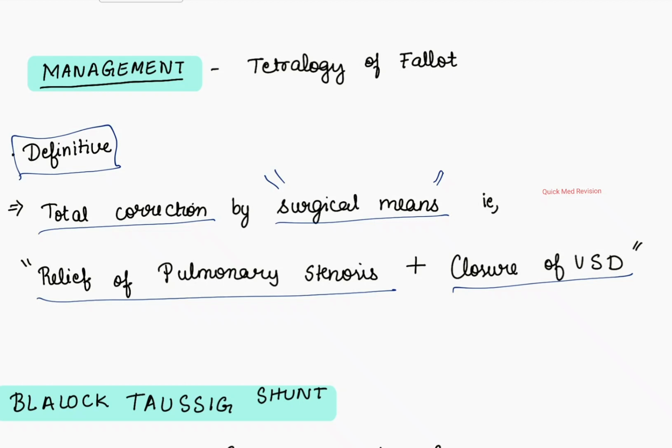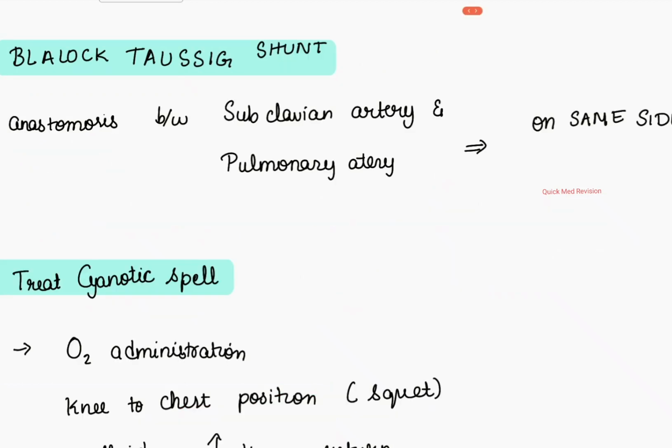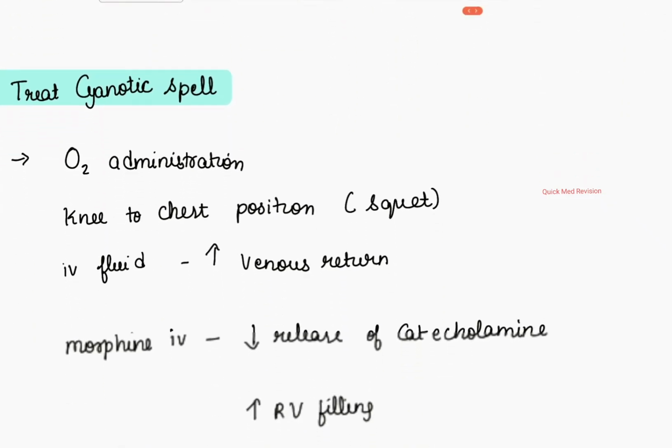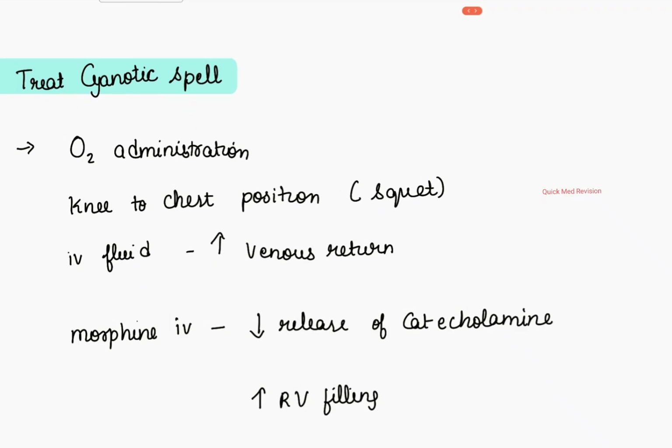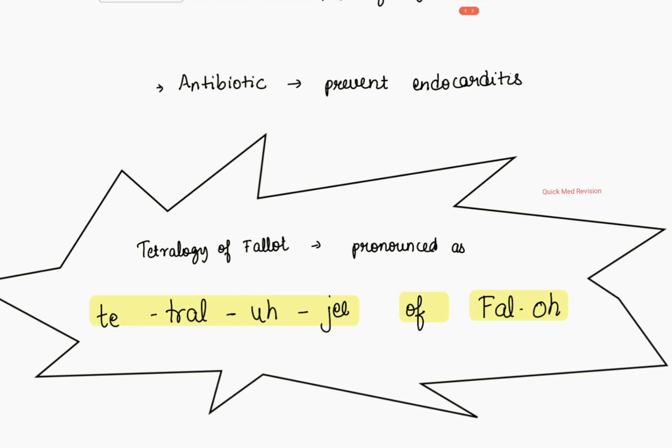This is nothing but an anastomosis between the subclavian artery and the pulmonary artery on the same side. Then we treat cyanotic spells. To treat a cyanotic spell, we administer oxygen and the knee-to-chest position, which is squatting. We give IV fluid to increase venous return. Intravenous morphine is given, which decreases the release of catecholamines and increases RV filling. And antibiotics are given to prevent endocarditis.